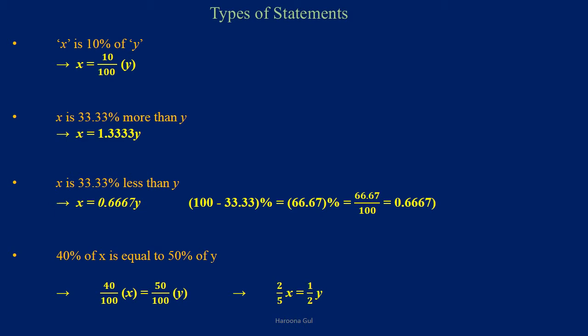Then we have a statement which says 40% of x is equal to 50% of y. So 40% of x means 40 over 100 into x is equal to 50% of y, which means 50 over 100 into y. And if we further simplify it, we're going to get 2 over 5 into x is equal to half of y. Now you can replace x with a number, you can replace y with a number to fully understand the concept behind this statement.